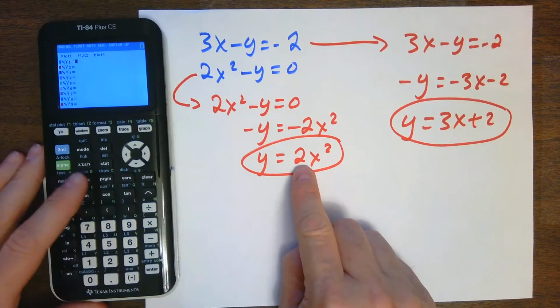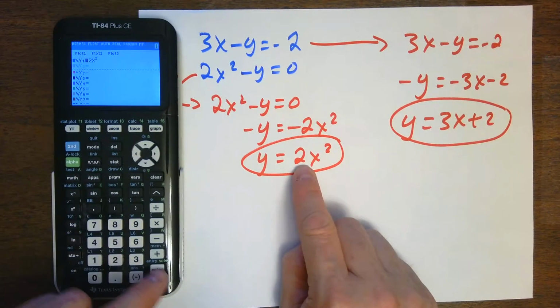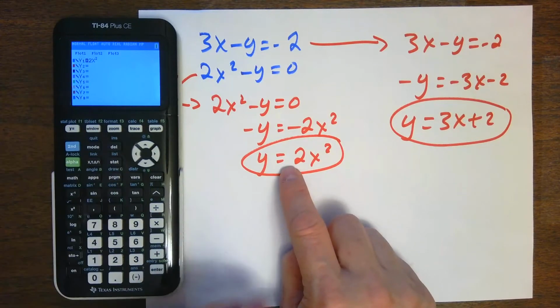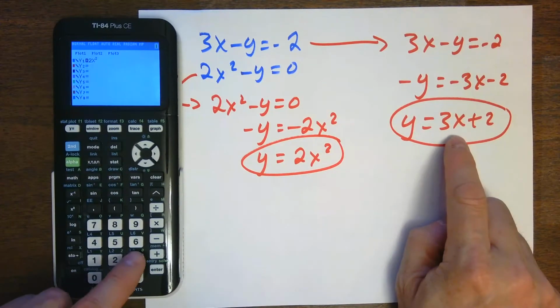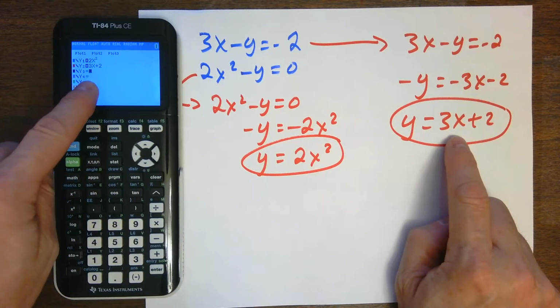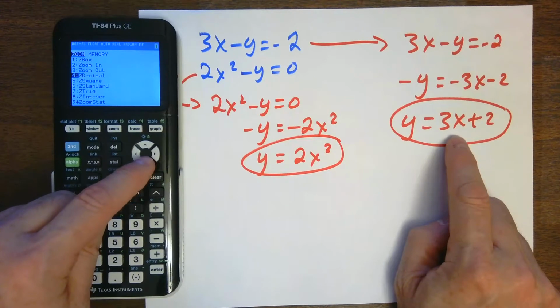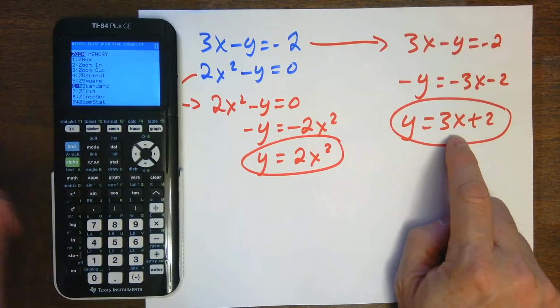So I'm going to graph the line. 2x squared in y1, there it is, and 3x plus 2 in y2. Entering in my calculator, I'm going to go to Zoom Standard Viewing Window. The standard viewing window goes from negative 10 to 10 and negative 10 to 10.